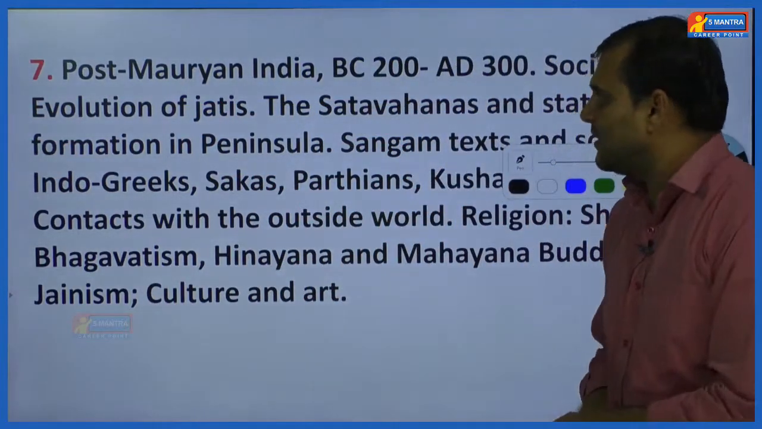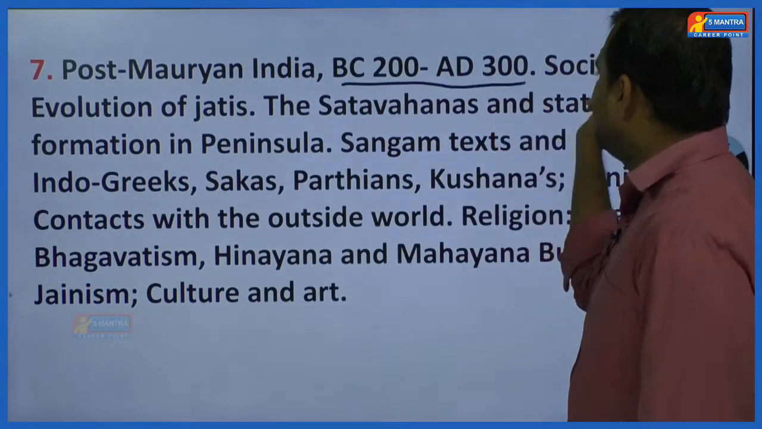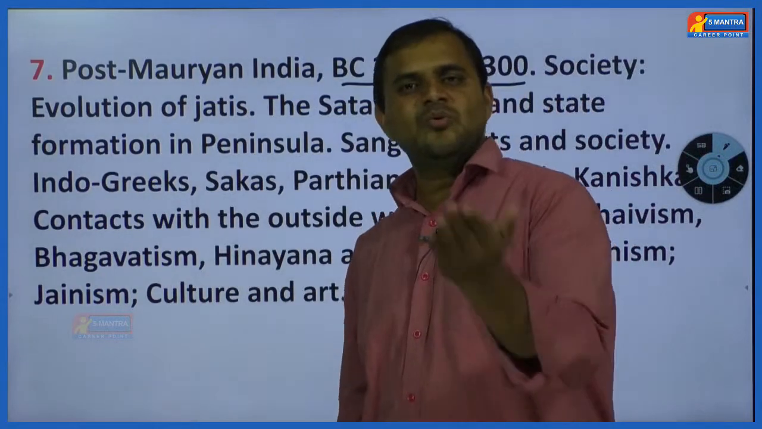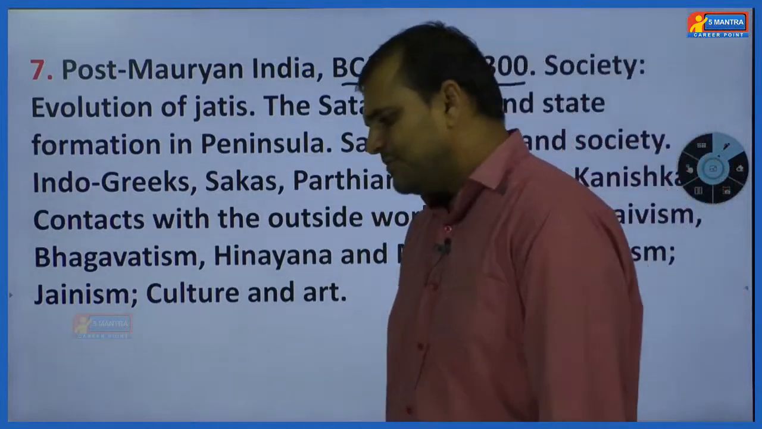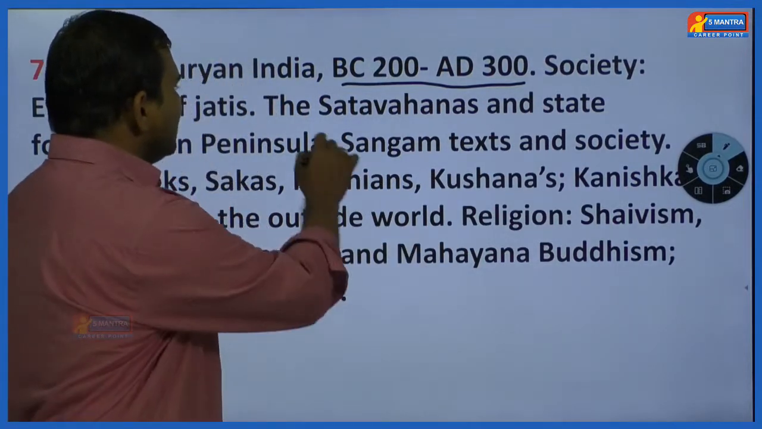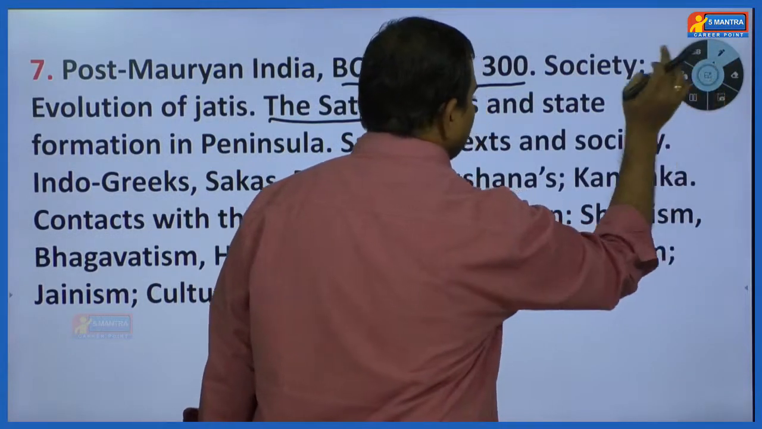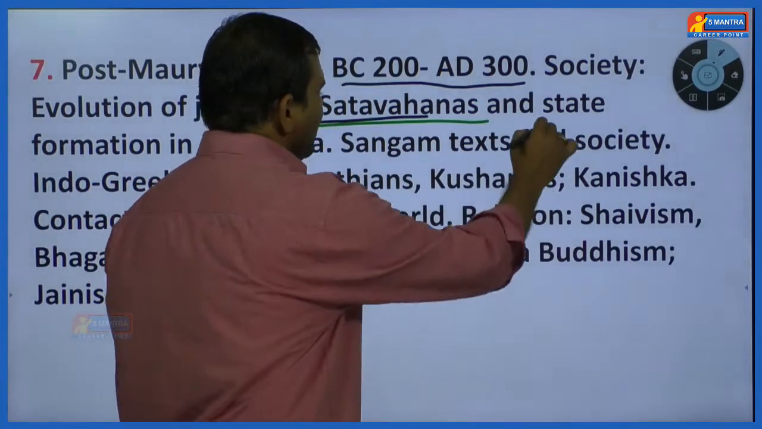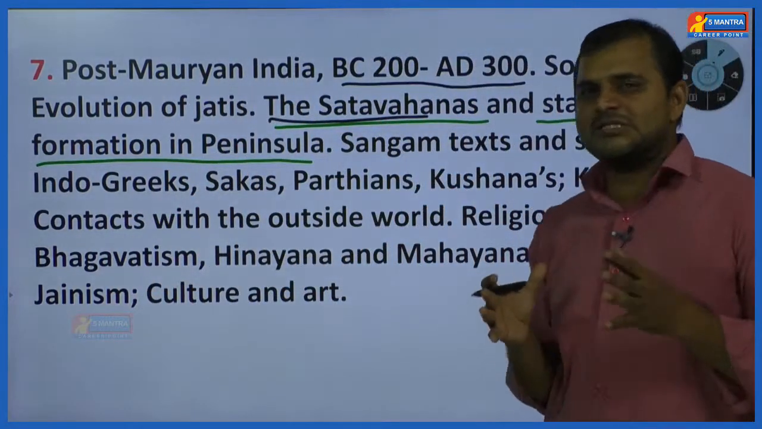And the next chapter was post-Mauryan India. From 200 BC to 300 AD was considered the post-Mauryan era. After the decline of the Mauryans and before the foundation of the Gupta dynasty, this period was called post-Mauryan. In this chapter, we discuss the origin of caste, the origin of jatis, and the Shatavahanas. From the Shatavahanas also we are getting questions, and state formation in the peninsula, which means South India.